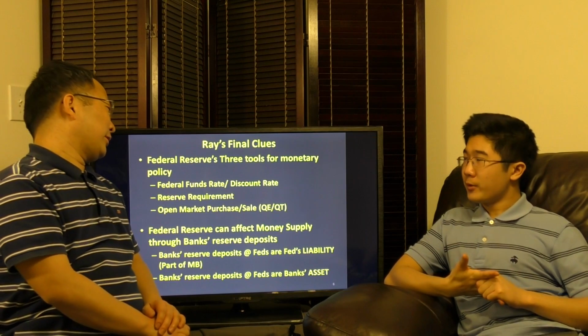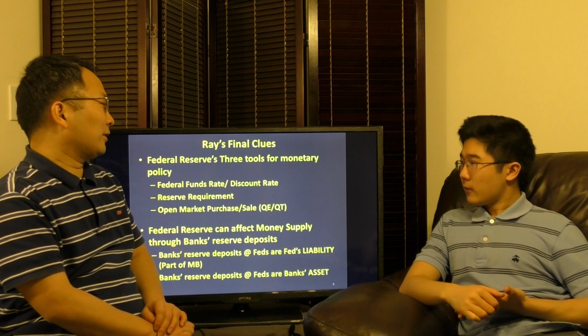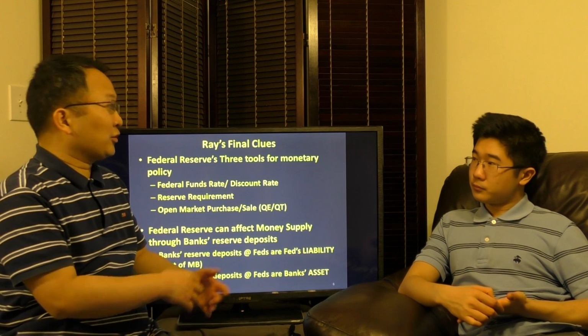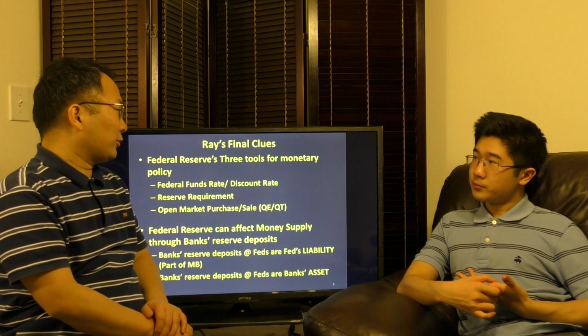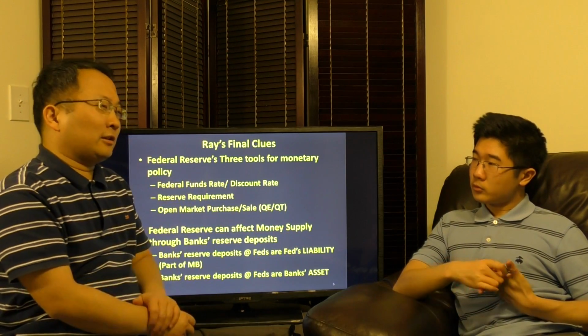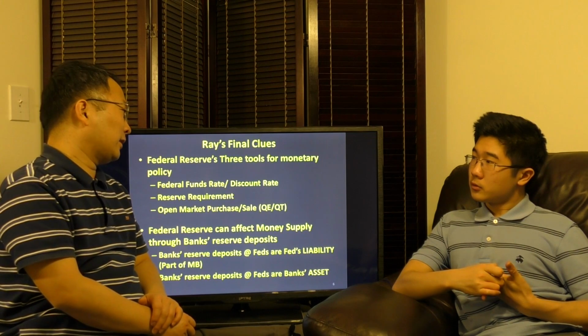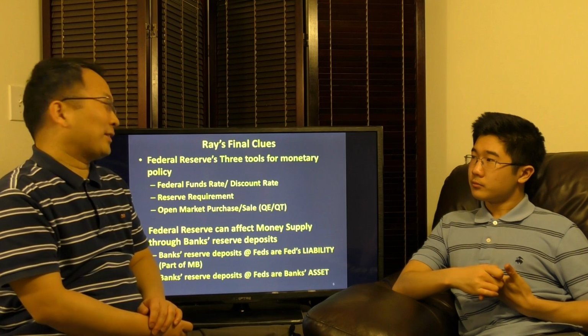Actually, right now we are in quantitative tightening, QT, with $50 billion of sales each month. That's pretty much like the Fed withdrawing liquidity, withdrawing cash from the whole financial system. So it's kind of like a stress test for the banks. Let's see what's going to happen.